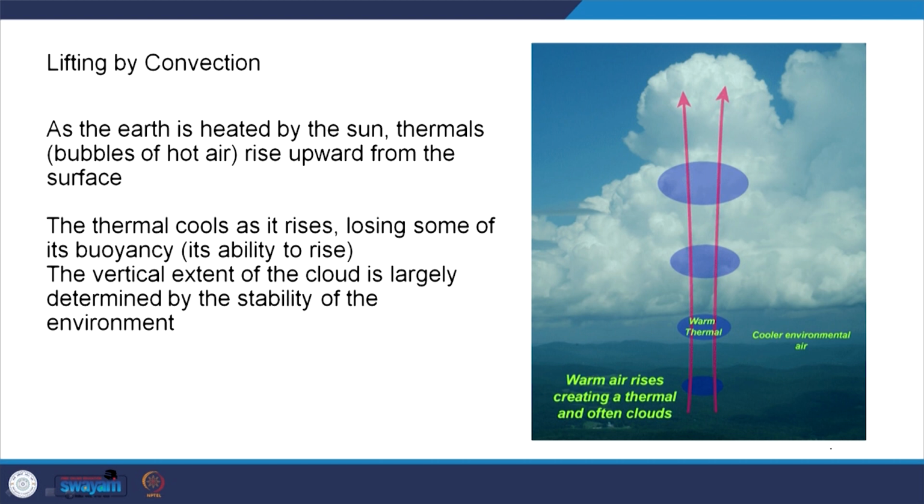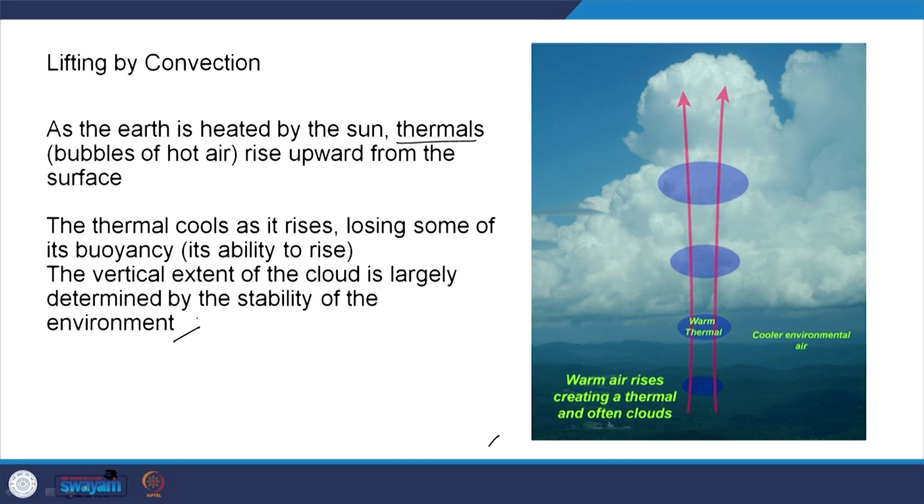As the earth is heated by the sun as the day progresses, by the afternoon, when it is very hot, as the earth becomes very much heated due to the sun, a thermal, a warm bubble of air, will rise up. Why does it rise? It has a lot of temperature, it is very hot, that means it has a low density. So, a low density object tends to rise in the air. As it rises, what happens? It expands. When it expands, again the same story repeats itself: it expands and cools down, losing some of its buoyancy. So, the vertical extent of the cloud is largely determined by the stability of the environment.